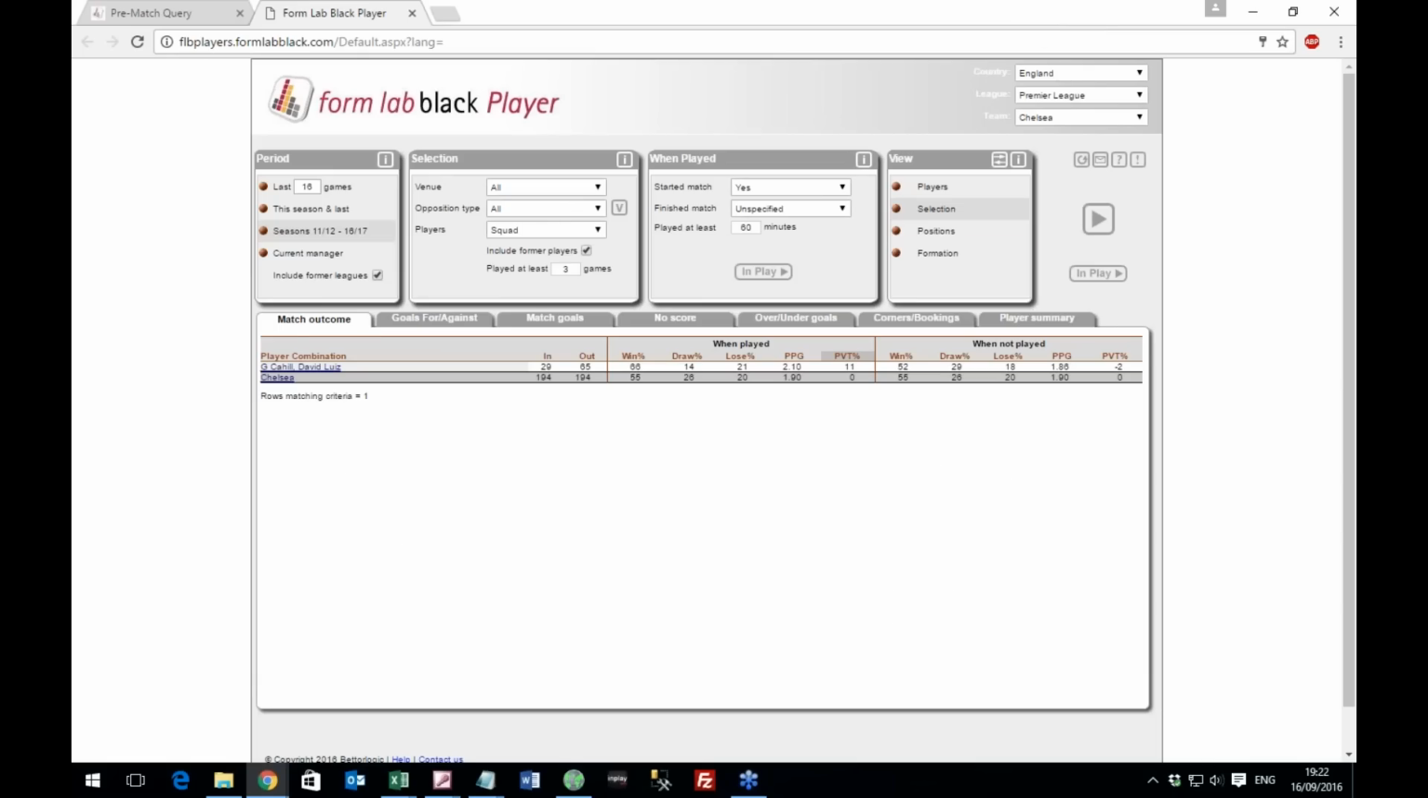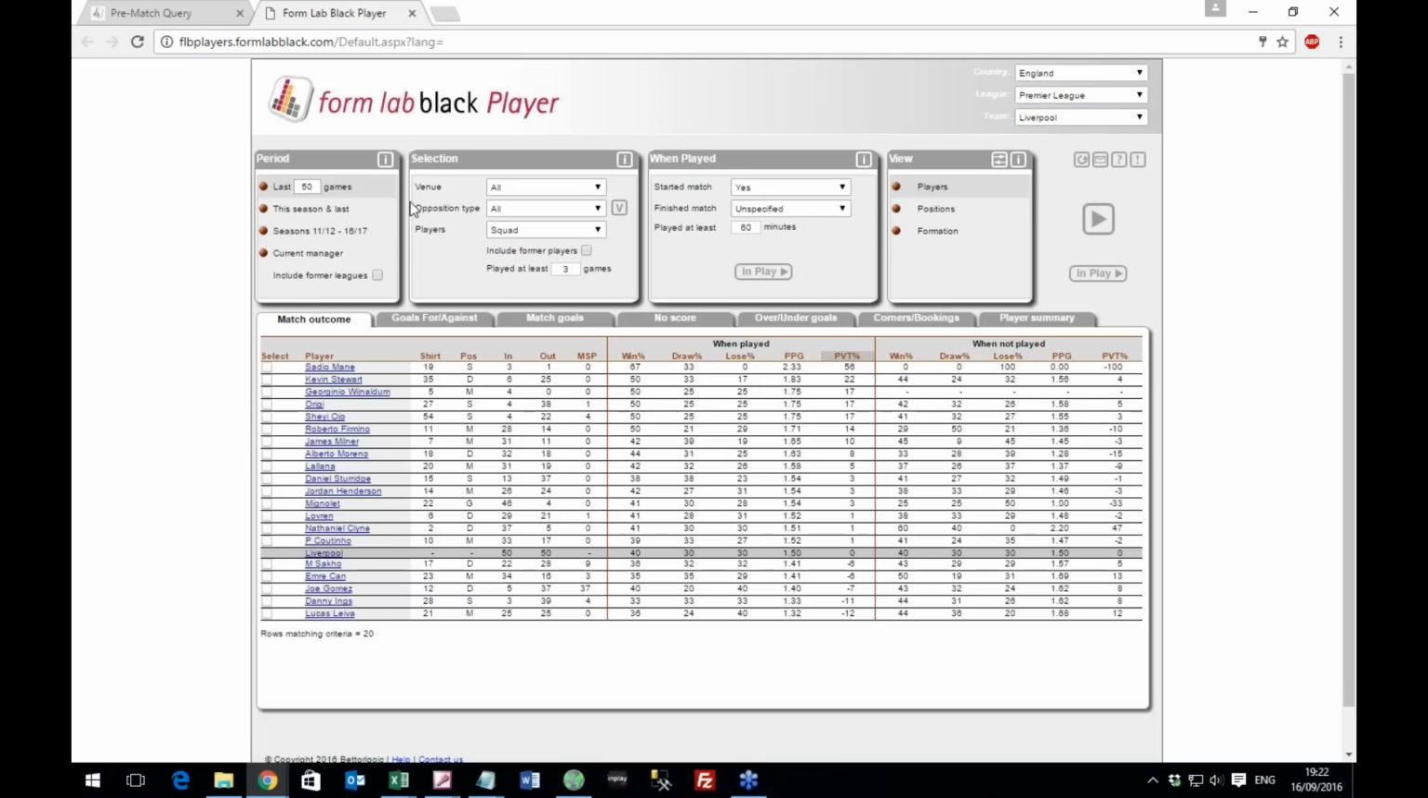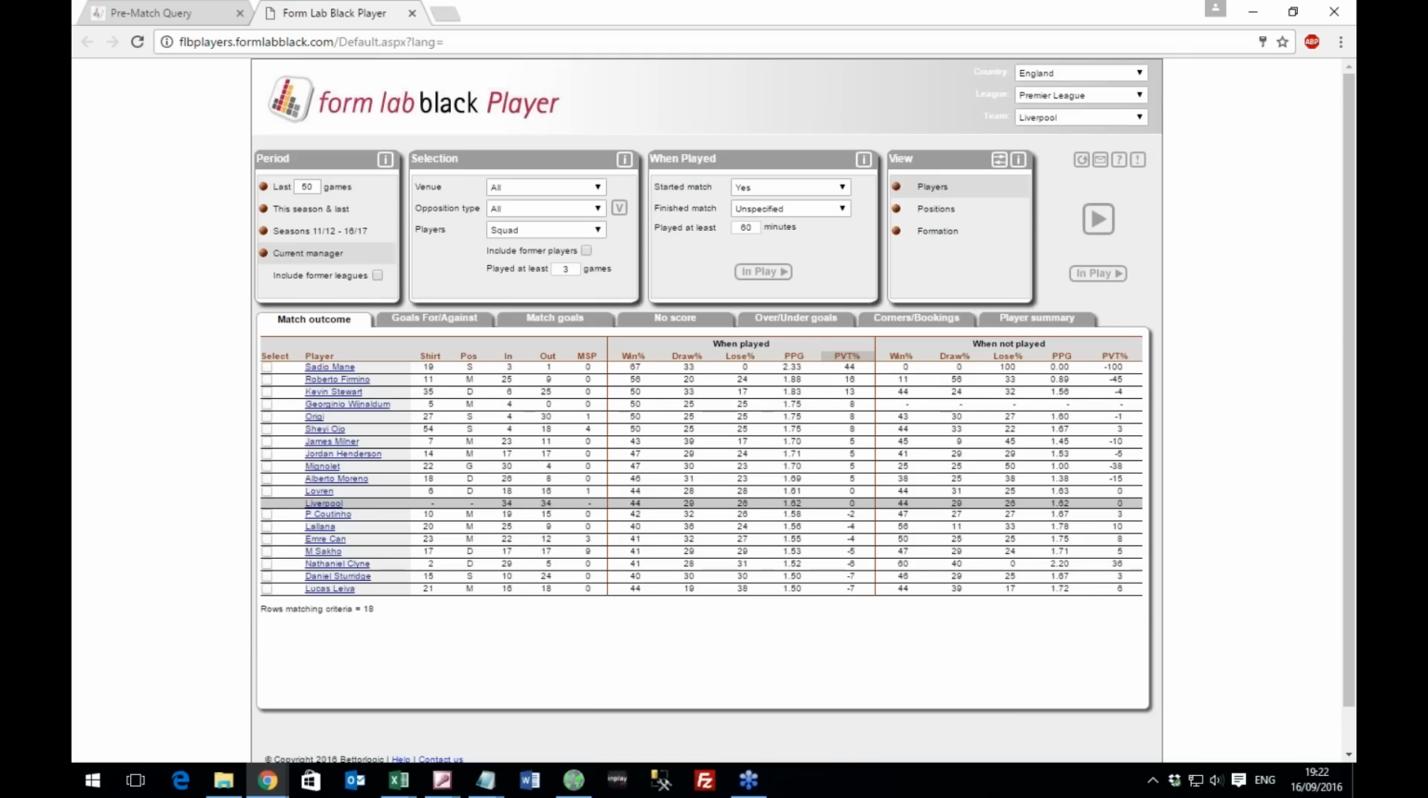If we want to have a look at Liverpool, because Firmino isn't playing, what we've got here, if we query under current manager, and we've no interest in former leagues or former players now. So we're just going to have the current Liverpool squad up on the left side. Again, they have to have played at least 3 games and played at least 60 minutes.